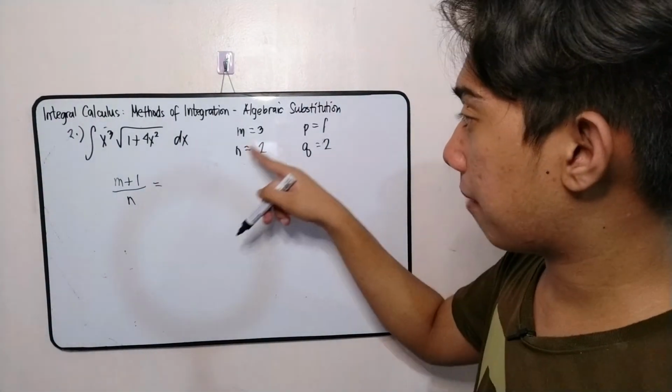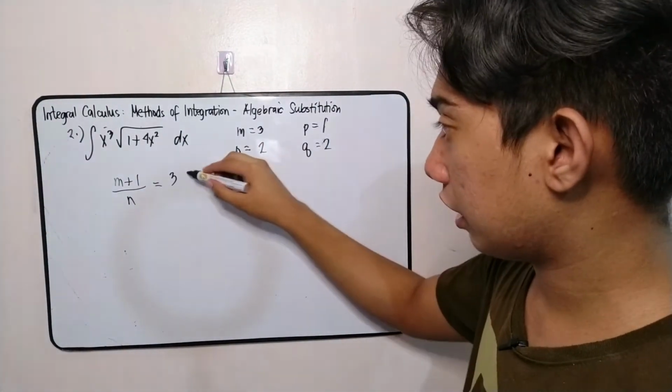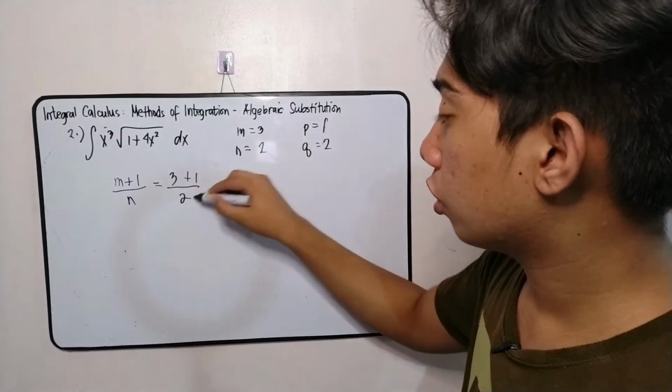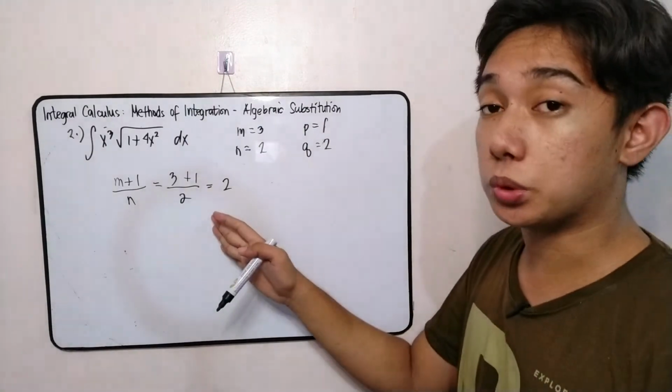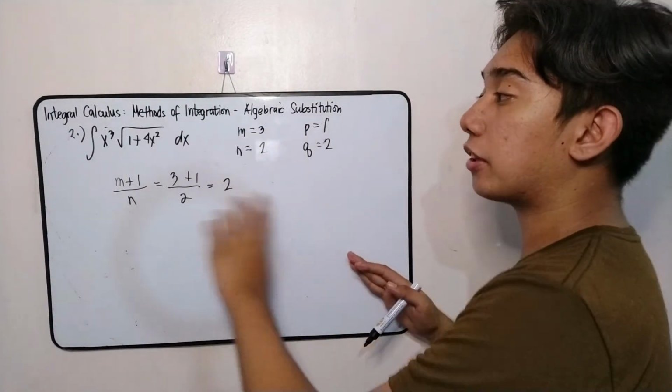So, our m here is 3. N plus 1 over 2, so 4 plus 2 is 2. 4 divided by 2 is 2. Therefore, this is an element of an integer.